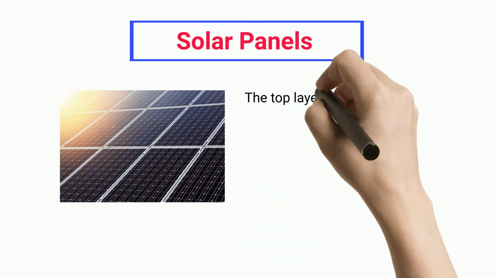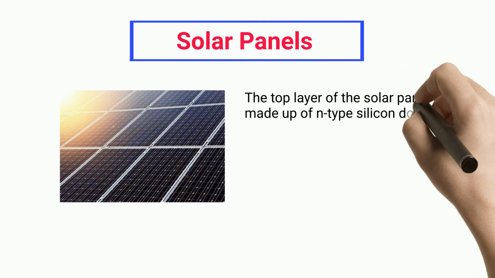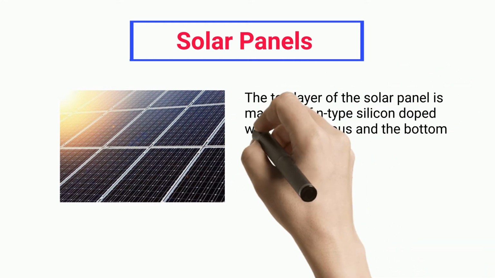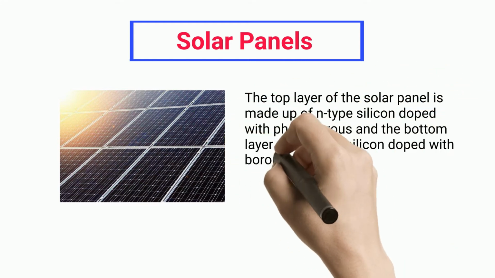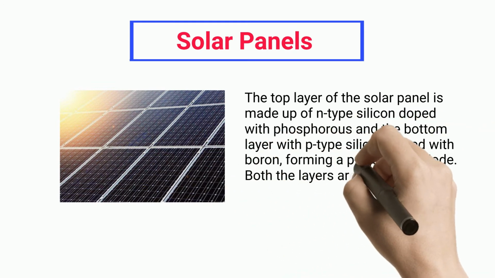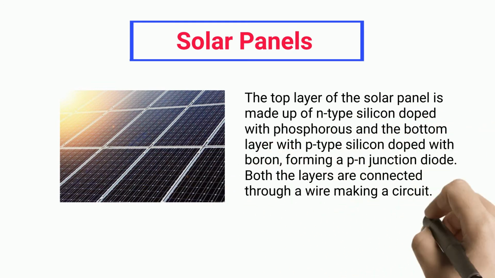Solar panels. The top layer of the solar panel is made up of N-type silicon doped with phosphorus and the bottom layer with P-type silicon doped with boron, forming a PN junction diode. Both the layers are connected through a wire, making a circuit.